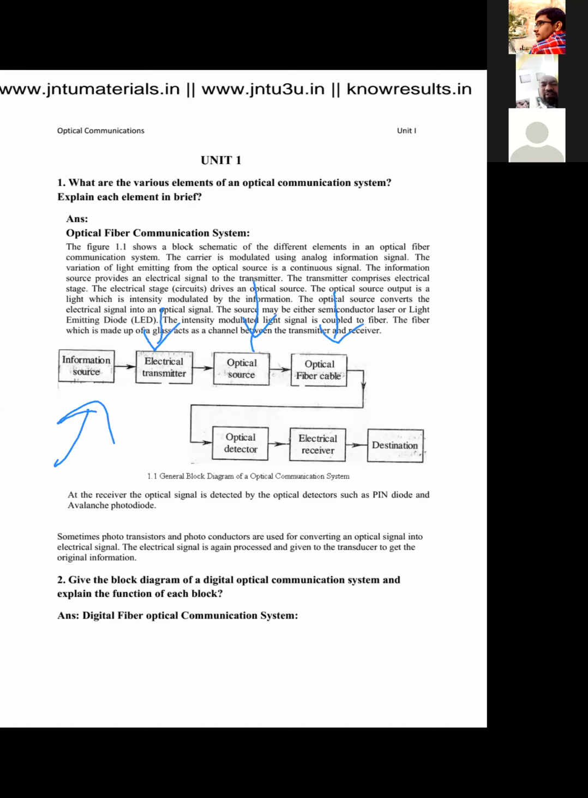Here you have written it as optical detector, which can be a PIN diode or avalanche photodiode. There also you can use PIN diode or avalanche photodiode. Here it is electrical receiver. There you will say decoder. Instead of transmitter, you will say encoder. Instead of receiver, you will say decoder. That decoder will decode the encoded data and forward it to the destination. That's it. This is regarding the block diagram of optical communication system.